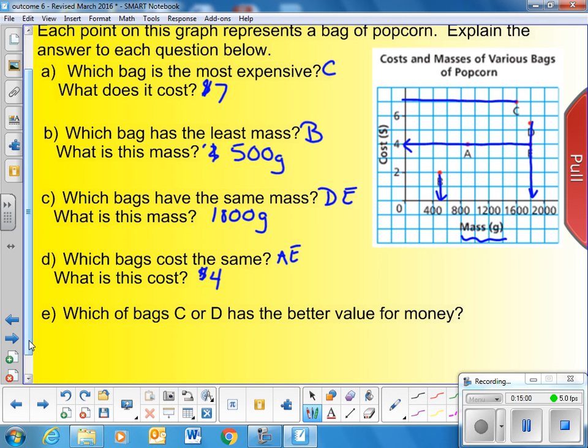Part E, which bags, C or D, have the better value? So let's look at what's happening. Part C costs us $7, but we get 1,600 grams, whereas part D only costs us about $5.50, and we get more. We get 1,800 grams. So bag D would be the best buy because we get more grams for less money.